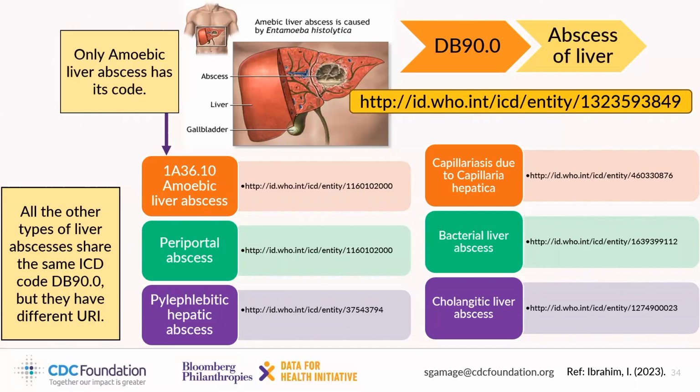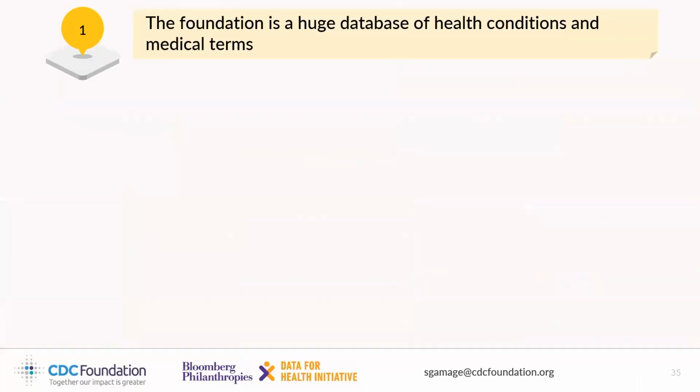Periportal abscess, hepatic abscess, capillariasis due to capillaria hepatica, bacterial liver abscess, cholangitic liver abscess. They all share the same ICD-11 code DB90.0, but they have unique resource identifiers. I hope the concept of URI and the foundation is clear to all of you.